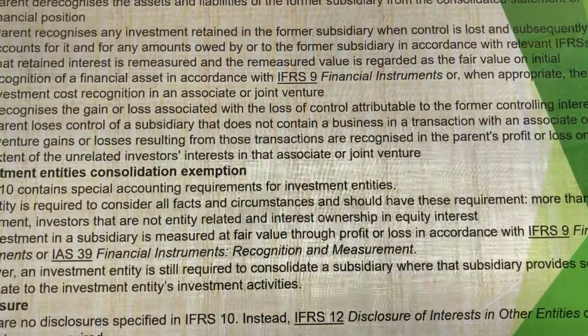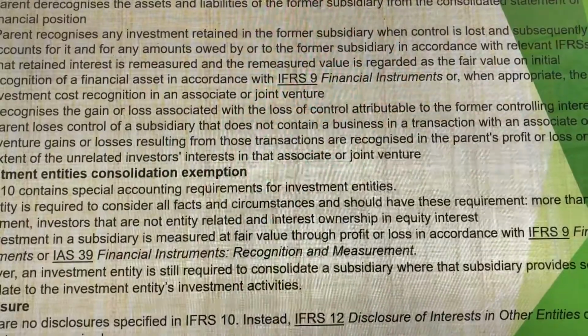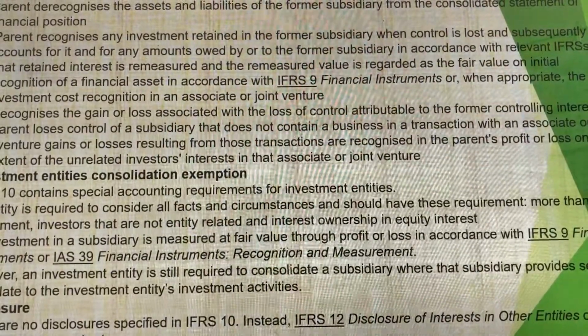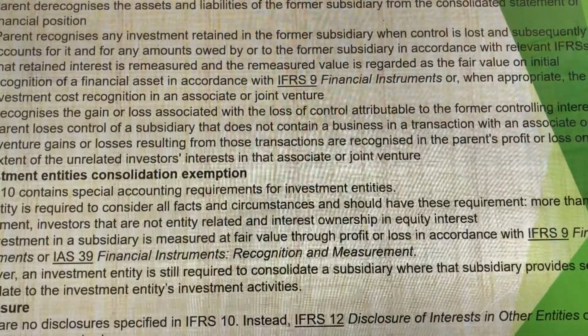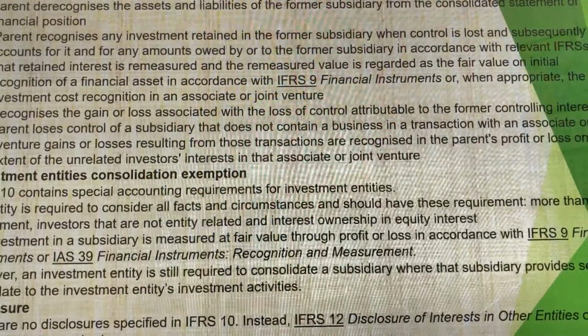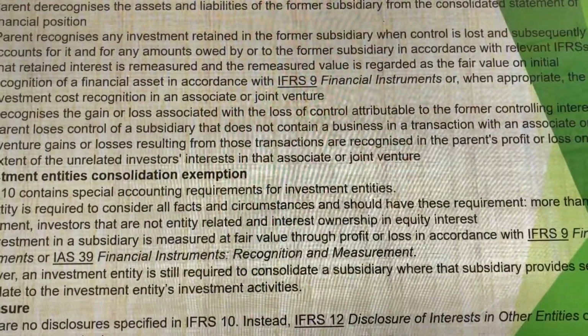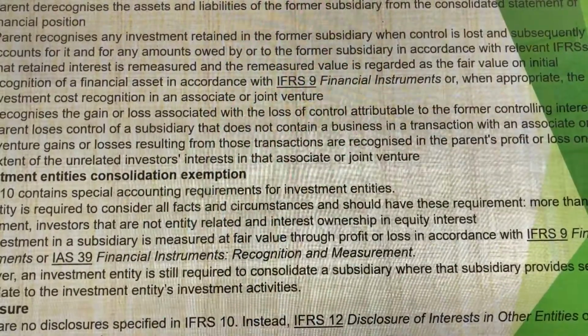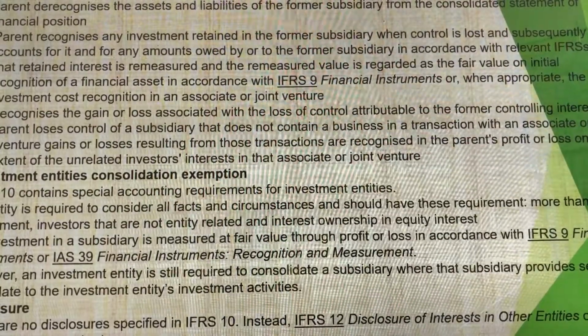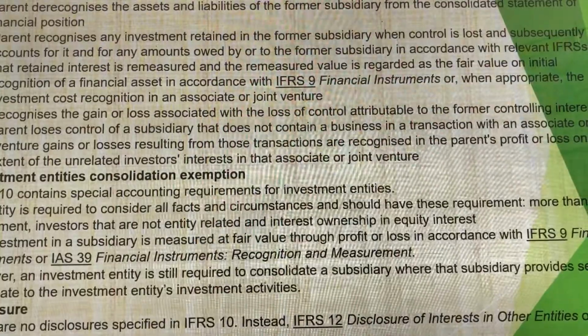So if a parent loses control of a subsidiary, first, it has to derecognize the assets and liabilities of that subsidiary, and also it has to retain the investment in the former subsidiary when control is lost, and also it has to measure and remeasure the investment at fair value.